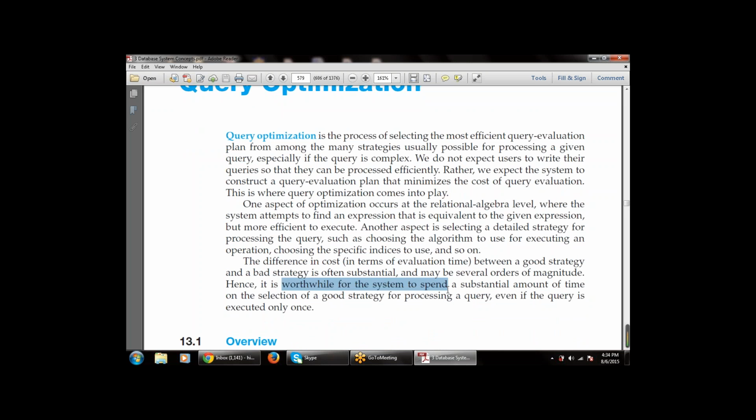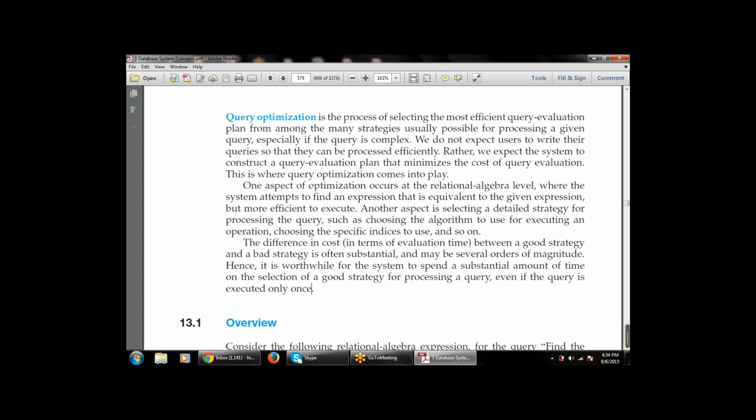Hence it is worthwhile for the system to spend a substantial amount of time on the selection of a good strategy for processing a query, even if the query is executed only once.